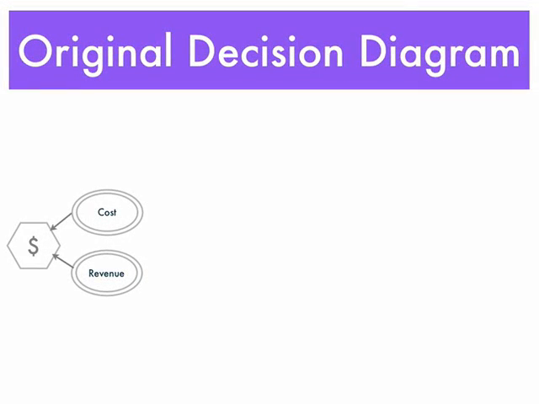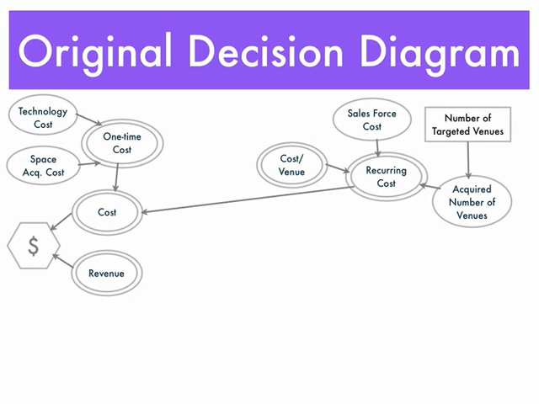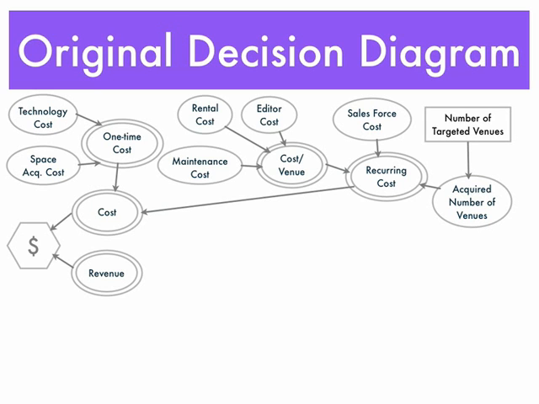In our original decision diagram, value is of course revenue minus cost. On the cost side, they had characterized it pretty well. We have one-time costs and recurring costs over a certain time frame. One-time costs are the cost of acquiring the real estate space and the cost of the technology they put in there. Recurring costs are a given cost per venue, from maintenance, rental cost and another technology cost, plus sales force cost, and a certain number of venues they target to acquire over a period of time. So that's the cost side of the equation.